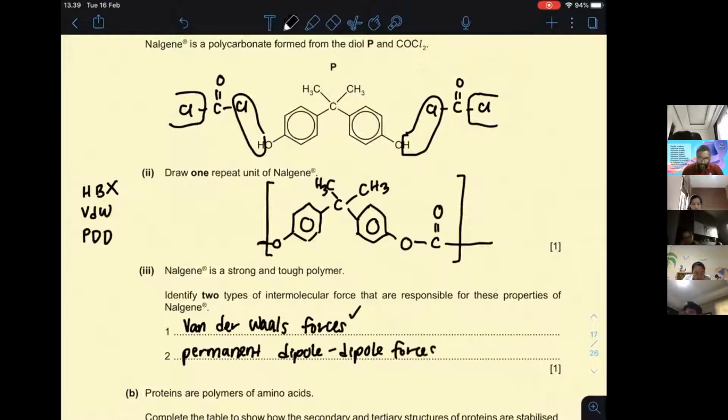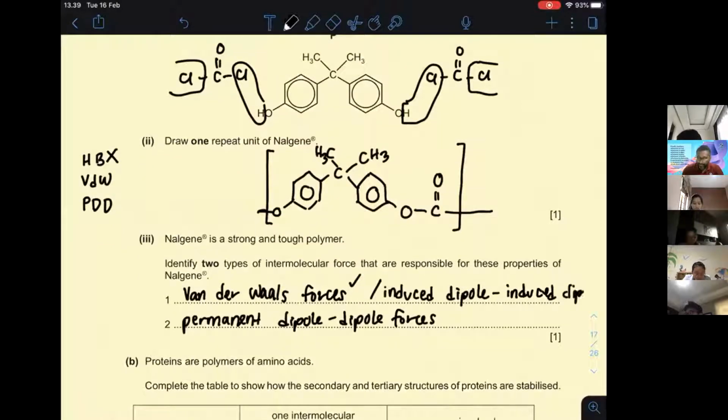But again, if you want to be safe, then instead of writing van der Waals forces, write induced dipole, ID forces. It's supposed to be temporary dipole, induced dipole. But it's okay, we'll just follow ID forces. You can still give it as van der Waals forces. Still okay.